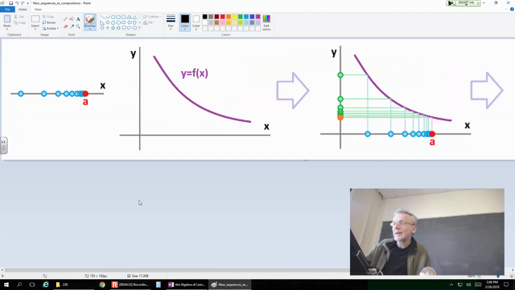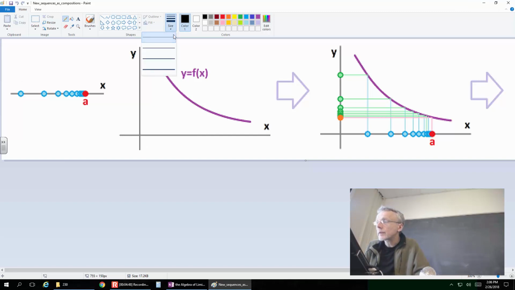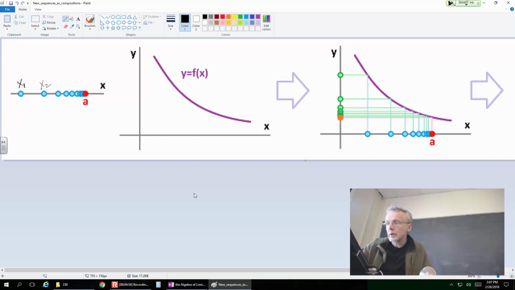So the sequence, say xn or a. The sequence that we see is here, so say x1, x2, xn, and then the sequence converges to. Can you see it? Vaguely.